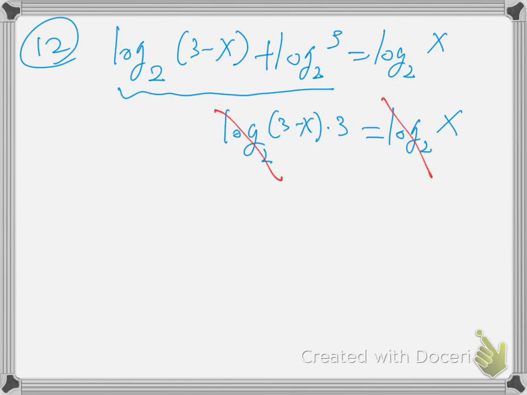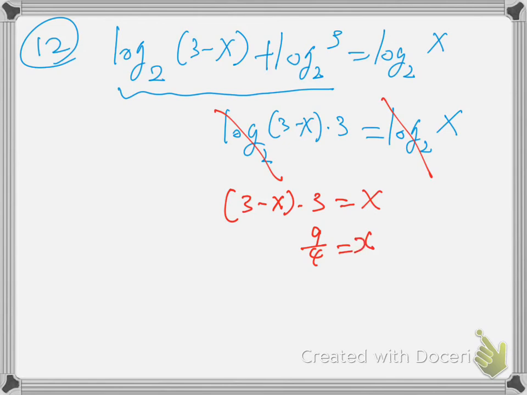If you have one log form on the left, one log form on the right, and they have the same base, you can drop the log part. Then we get a new equation, 3 minus x times 3 is x. That's a linear equation. So 9 over 4 is the solution.